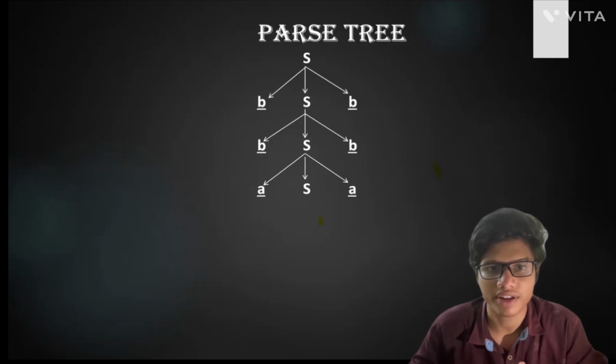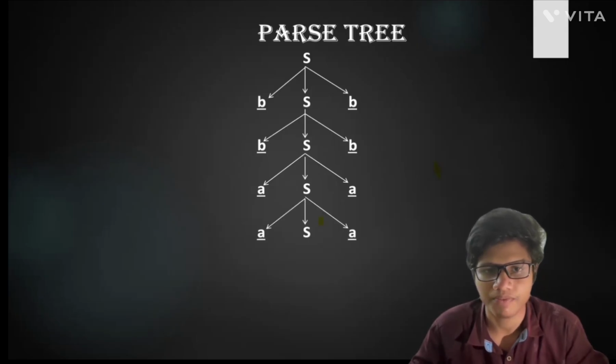Now, S can be divided further into A, S, and A. In this step, A cannot be divided further, so A is considered a leaf, and S can be divided further into again A, S, and A. In this step also, A is a leaf, and it cannot be divided further into any extensions. Now finally, we can divide S into B.